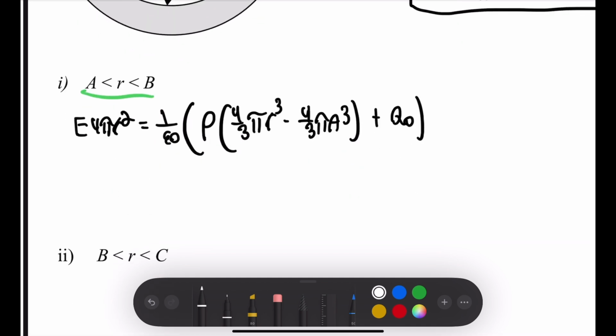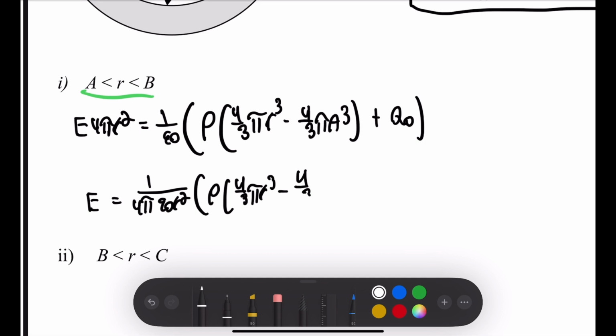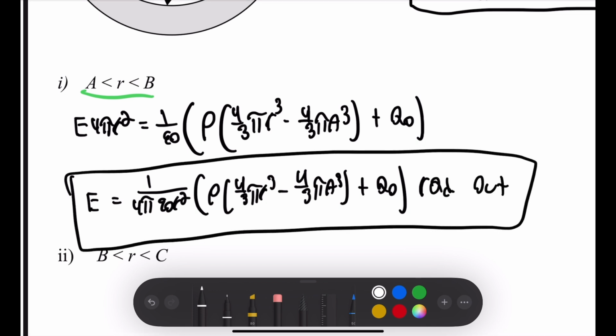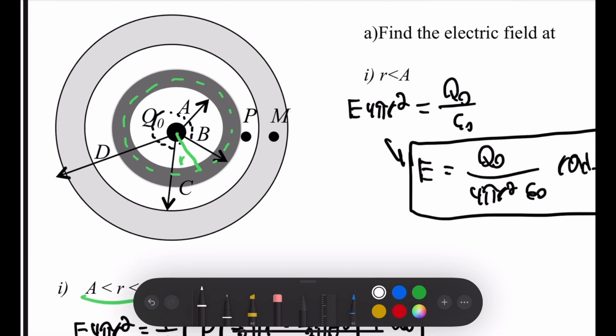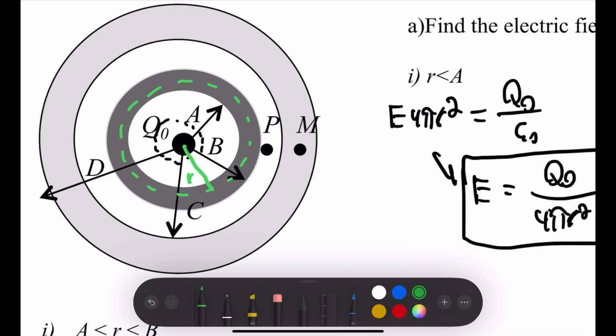So then solving for E, we'll get 1 over 4 pi epsilon naught r squared times rho times 4 over 3 pi r cubed minus 4 over 3 pi a cubed, plus Q naught. And again, this is radially out. And again, we have to enclose both of them because it's what our Gaussian surface is enclosing. So our Gaussian surface is including the insulator that's in the green lines, but then it's also including the first electric field we found earlier.